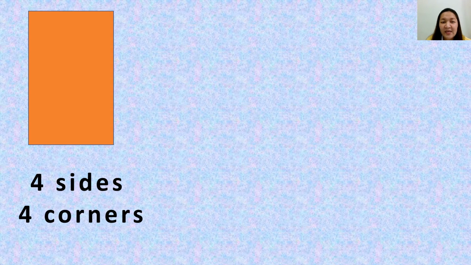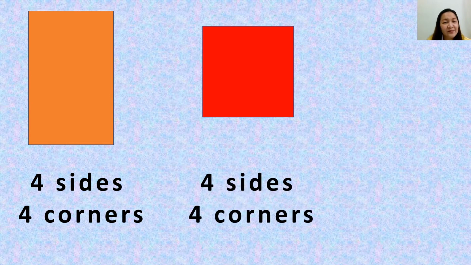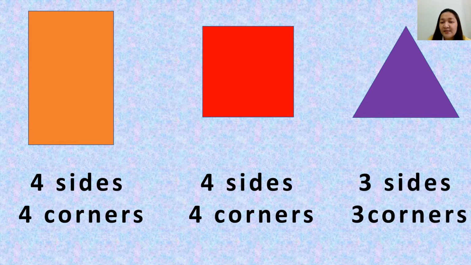Let's talk about the properties of the following shapes. A rectangle. So a rectangle has four sides and four corners. A square. A square has four sides and four corners. A triangle. A triangle has three sides and three corners.